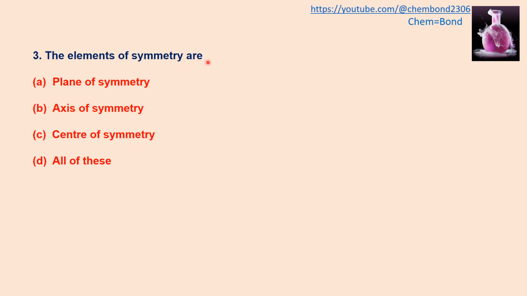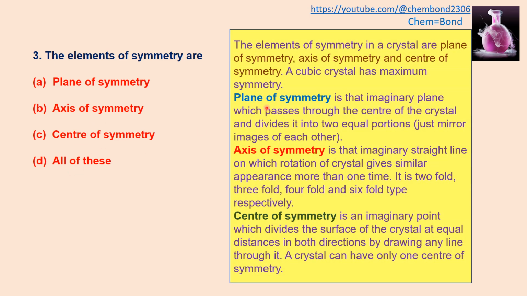Elements of symmetry are plane of symmetry, axis of symmetry, center of symmetry, all of these. So the elements of symmetry in a crystal are plane of symmetry, axis of symmetry, and center of symmetry. What is meant by plane of symmetry? It is that imaginary plane which passes through the center of the crystal and divides it into two equal portions, just like mirror images of each other. So it is the plane that will divide the crystal into two equal halves.